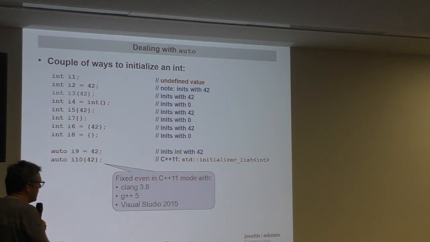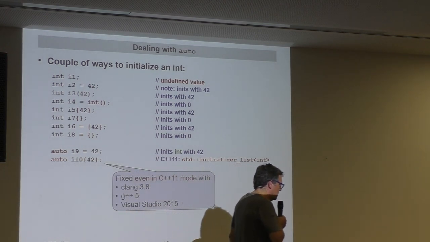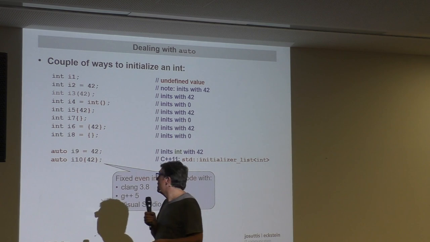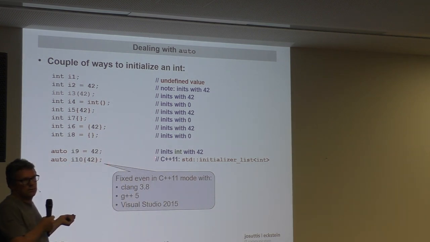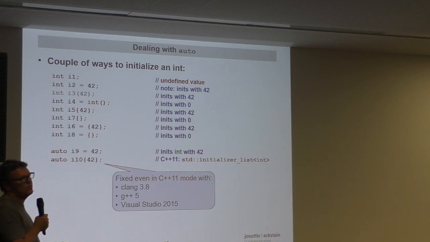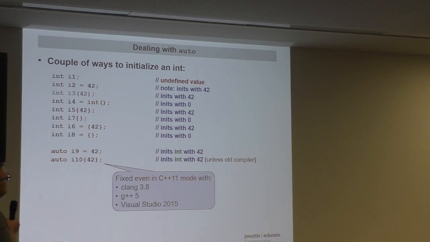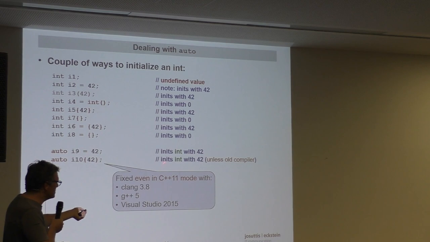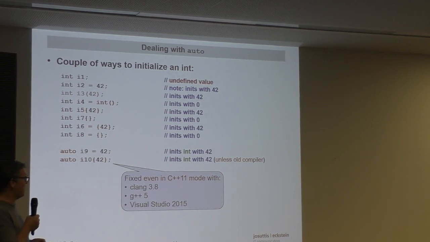So this mistake is fixed. It was fixed formally in C++14. And it essentially is fixed in a couple of compiler versions. So if you switch to Clang 3.8 or to GCC 5 or to Visual Studio 15, then the behavior of this expression will change. It will still compile, but i10 is now an int. It was before an initializer list of int, which is something different. It's one of the few cases where we change behavior between different compilers and not just disabling behavior. So this is an int unless you use an old compiler. Well, old. I heard that some people use versions older than these compilers. Yeah, so be careful with that.